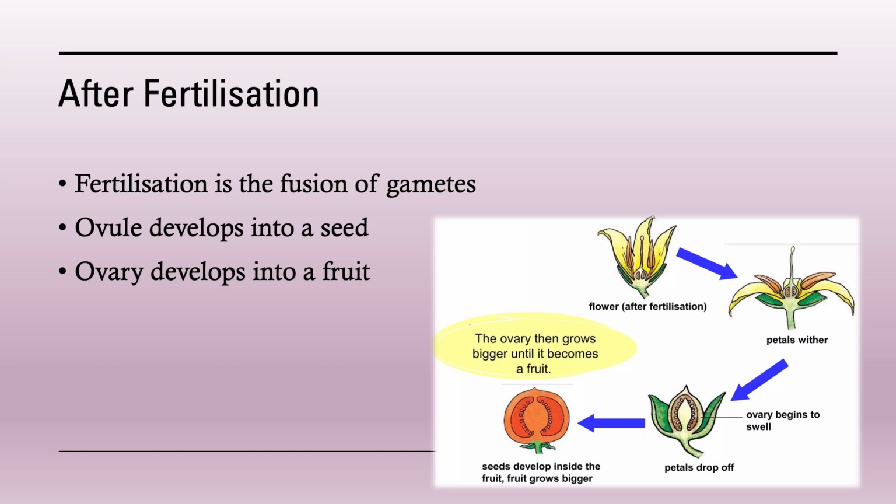After fertilization, the ovule develops into a seed, containing an embryo and a food store. The ovary develops into a fruit, which helps protect the seed and aids in seed dispersal.